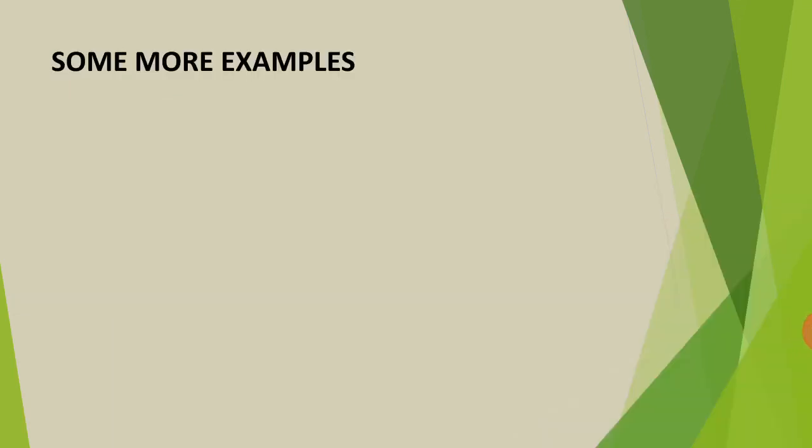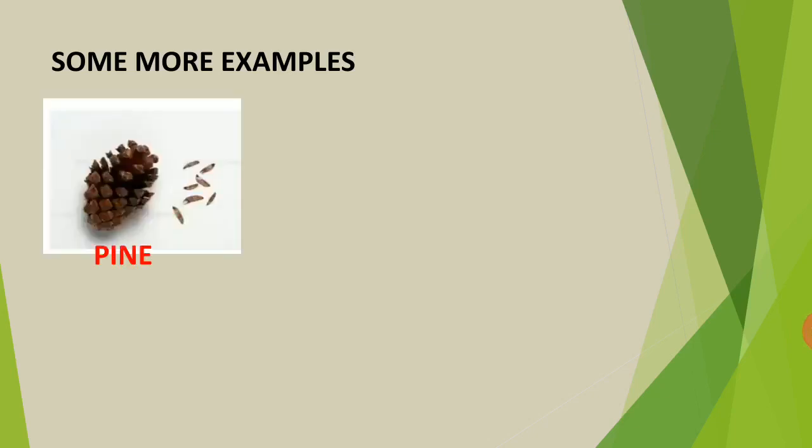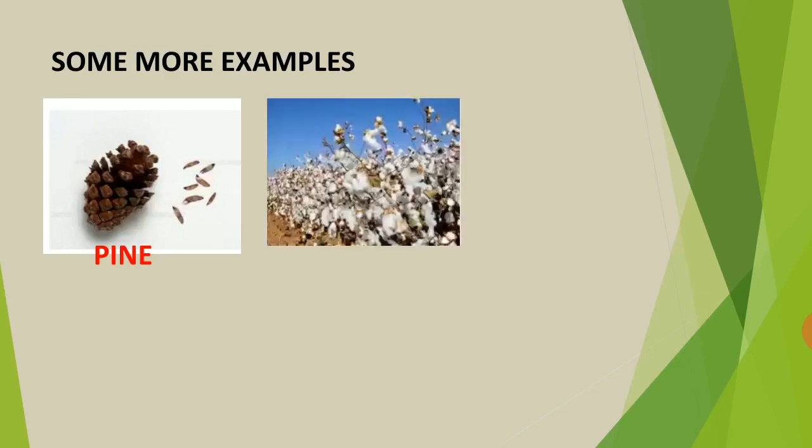Some more examples of seeds which are carried by wind are, this one is pine. Pine seeds are light and have wings, and the pine trees are usually found in hilly areas. Cotton plants. The seeds of cotton plants are also very light and carried by winds.